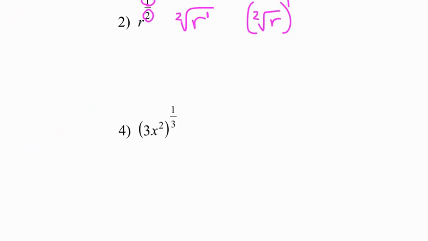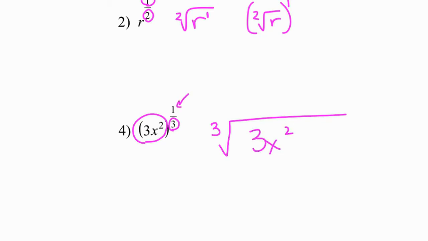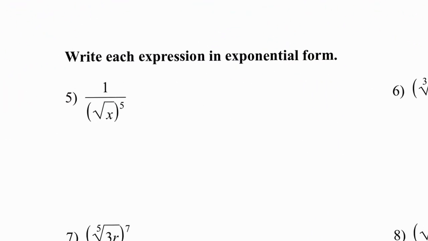All right, and then this last example for up top, this bottom number, again, is going to be your root. This stuff is what's going to end up underneath the radical, and then this top number is the power. All right. So that's going in one direction. Now let's see what it looks like going in the other direction.